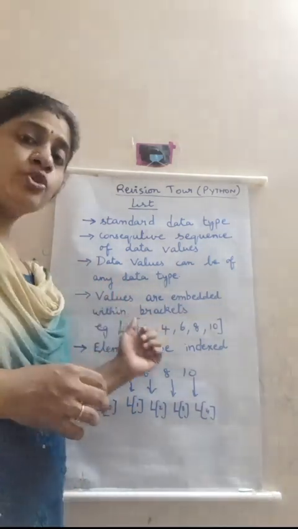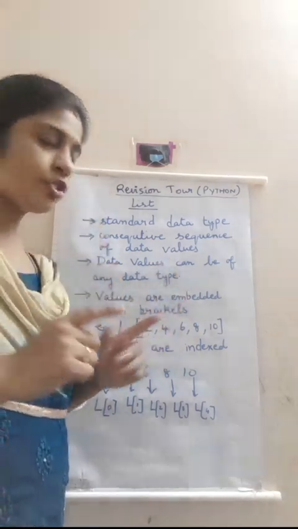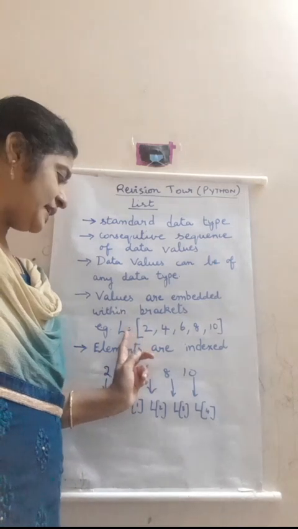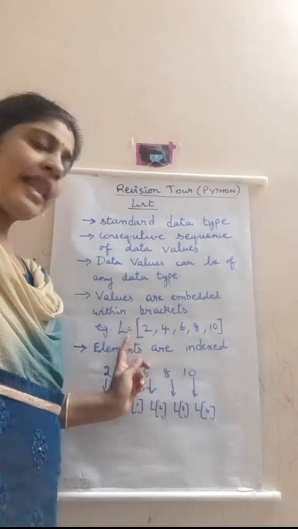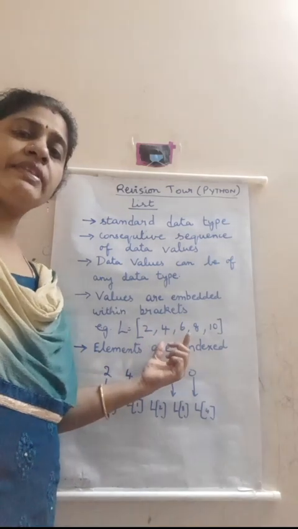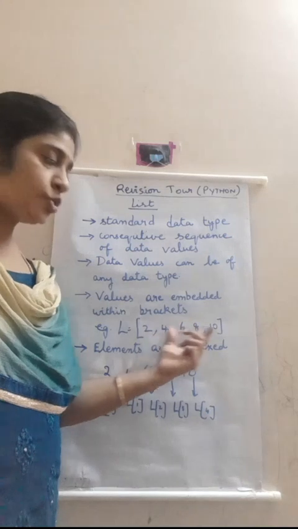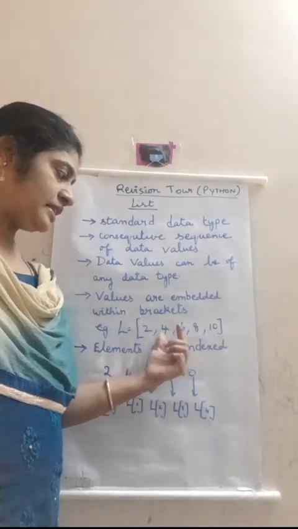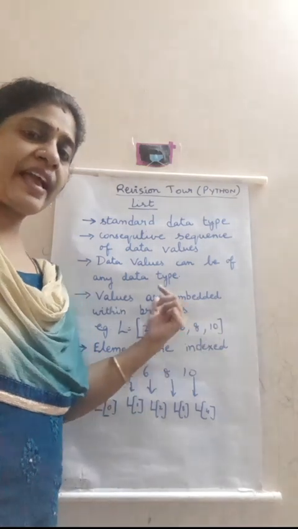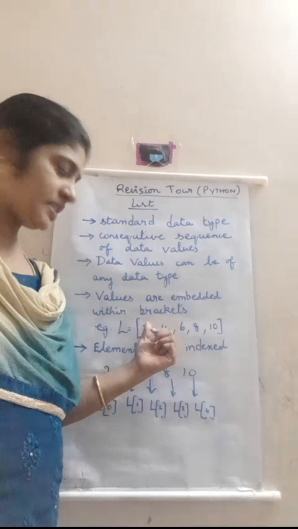And the values you have to write within brackets. The data values should be written within the brackets. Okay. So here I have written an example. L is equal to a sequence of even numbers between 2 and 10. The data values are separated by commas and they have to be written within square brackets. This is one example I am just giving.